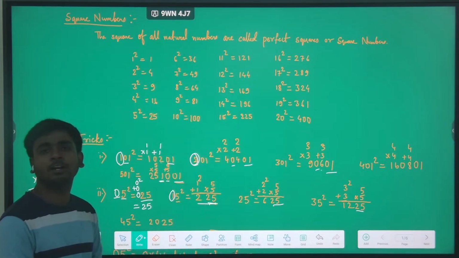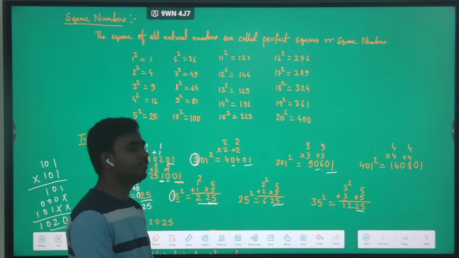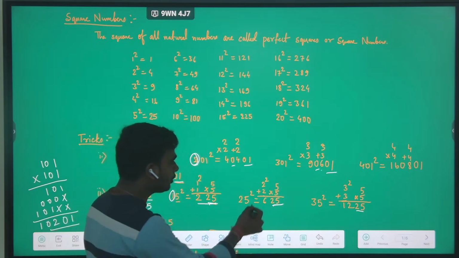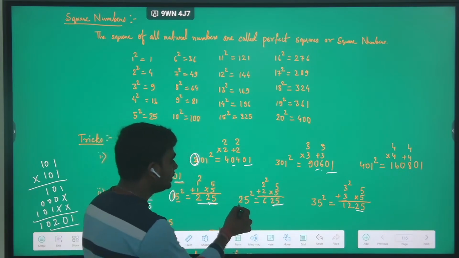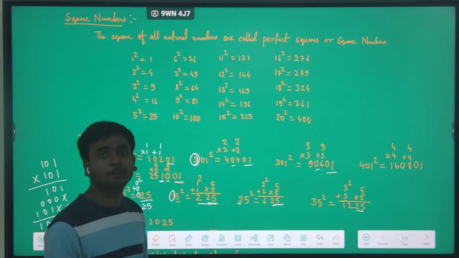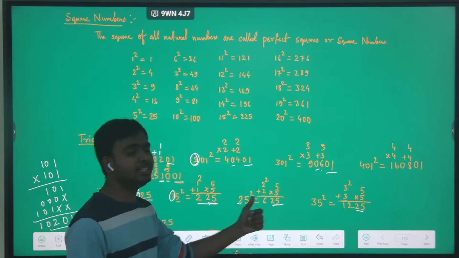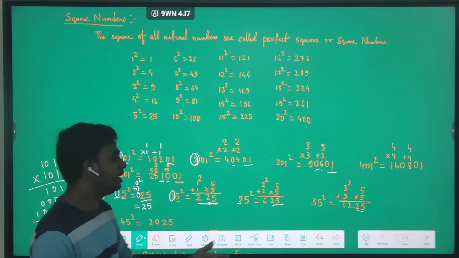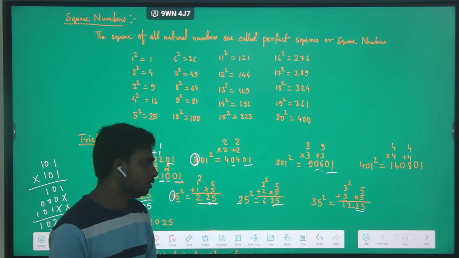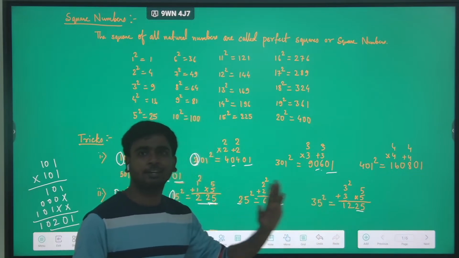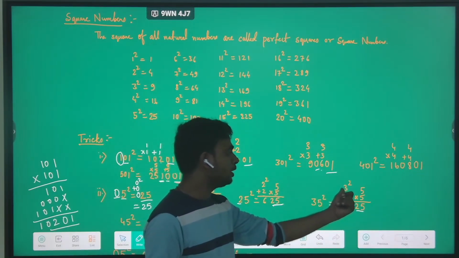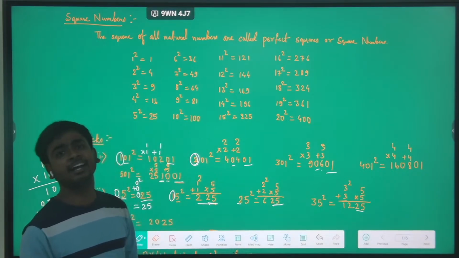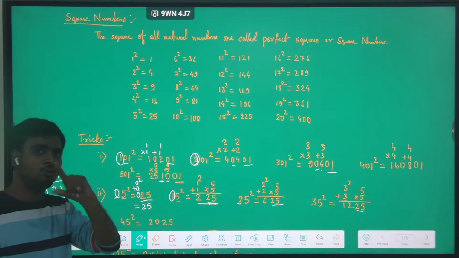15 square is 225. Similarly, for 25 square, this 25 will be the same. For the first digit, this 2 square plus 2. 2 square plus 2 is what? 2 2s are 4 plus 2 is 6. So we will get 625 as 25 square. Similarly, for 35 square, you try it out. 5 square is 25, 25 is fixed. 3 square is 9, 9 plus 3 is 12. So we will get the value as 1225. Okay. Are you all getting it?